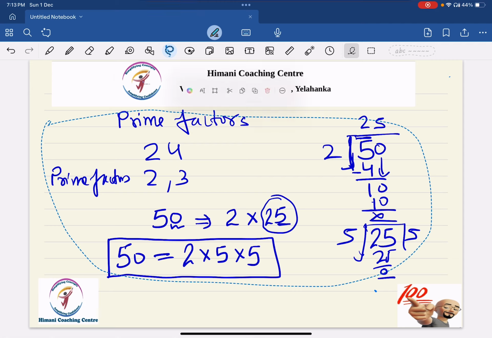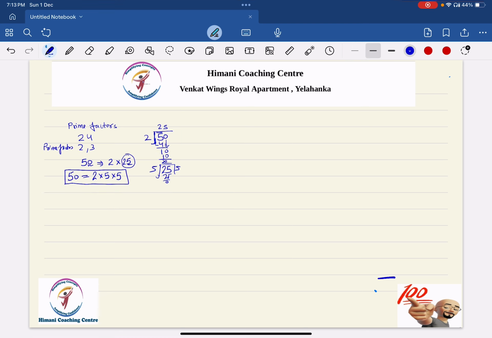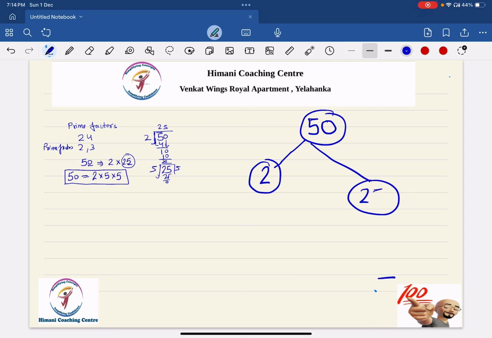Now, the same information which I just did. Let me show you differently also how it is done. So we draw something called a factor tree. We show that the original 50 is there, and we are saying this is 2 and 25. Then the prime factors of 25 are 5 and 5. So this is the other way of writing factors, which is called a factor tree.